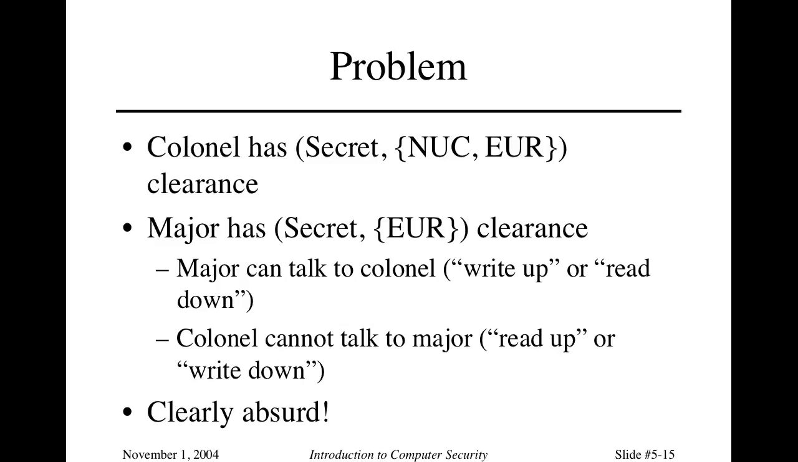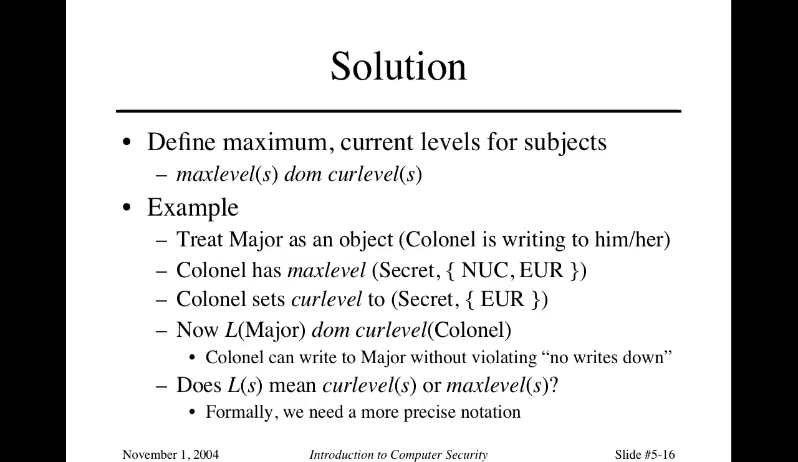Think about two computers on the network. If the two computers have different security labels, then how can we have a bidirectional communication channel established? This is a big problem. Now let's look at the solution.